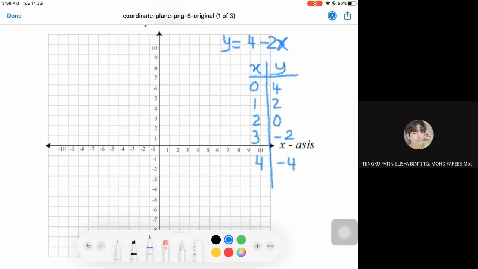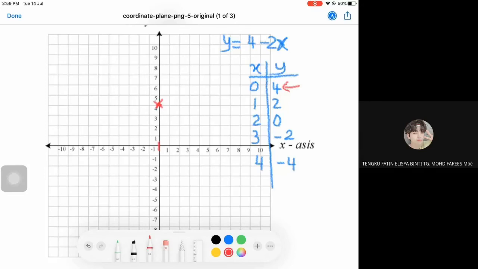Okay. Lepas kita dah siap values, all these values, you can plot the values. Istilah dia plot. Plot the values. So, coordinate 0, 4. The first one yang ni. Coordinate 0, 4. So X is 0, kat sini lah. Tapi Y 4 kat sini. Ya. Pangkah dia. X 0, Y 4.